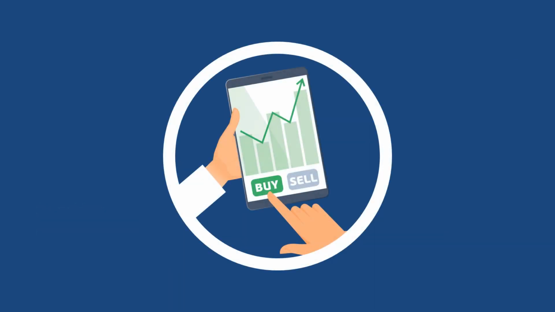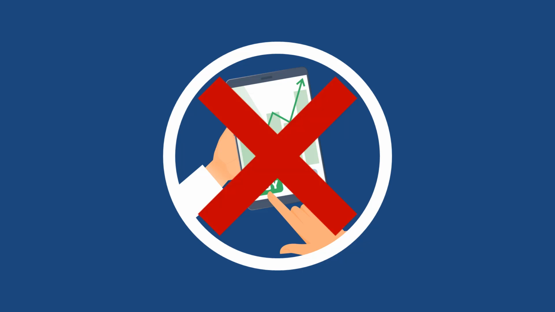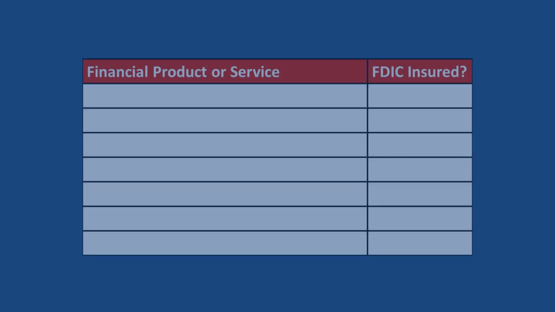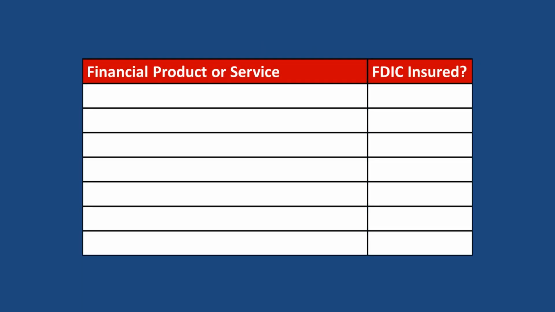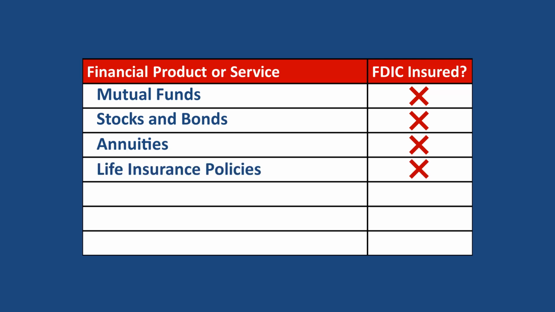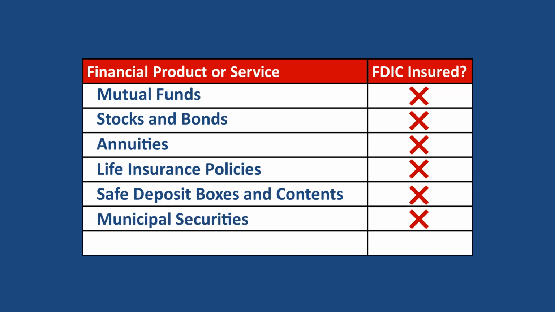Some banks offer their customers financial products or investments which are non-deposit products. The FDIC does not insure non-deposit products. Some examples of financial products and services that are not FDIC insured include mutual funds, stocks and bonds, annuities, life insurance policies, safe deposit boxes and contents, municipal securities, and lastly, United States Treasury bills, bonds, or notes.